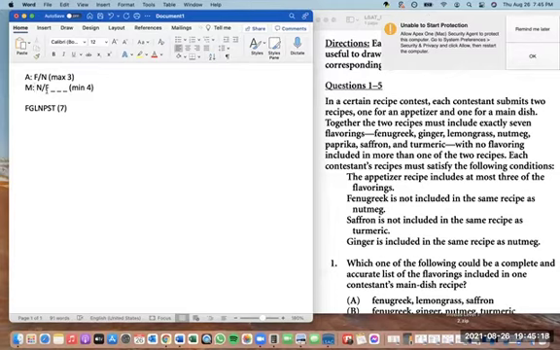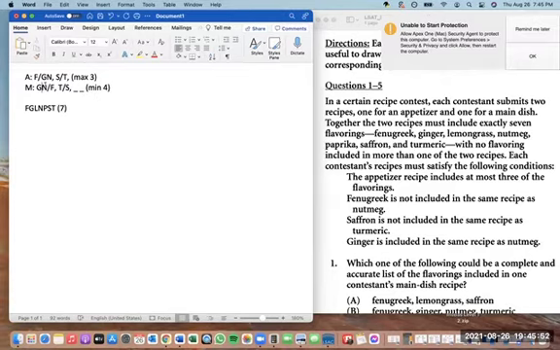S isn't in the same recipe as T. So one of these spaces here is going to be for S or T. Commas in between them. This is splitting these guys up. All right. And then ginger is in the same recipe as nutmeg. So wherever nutmeg is, ginger is as well.